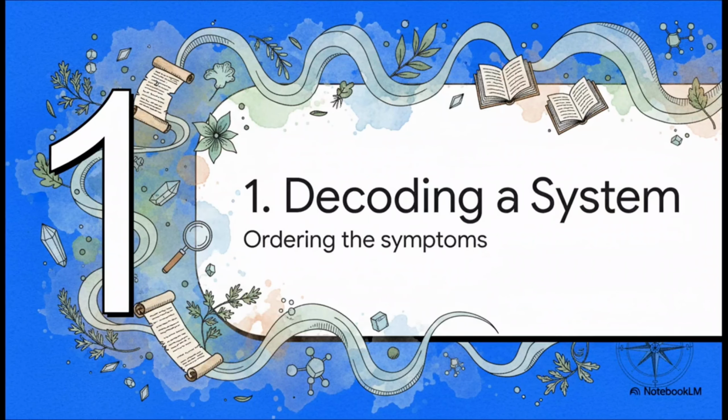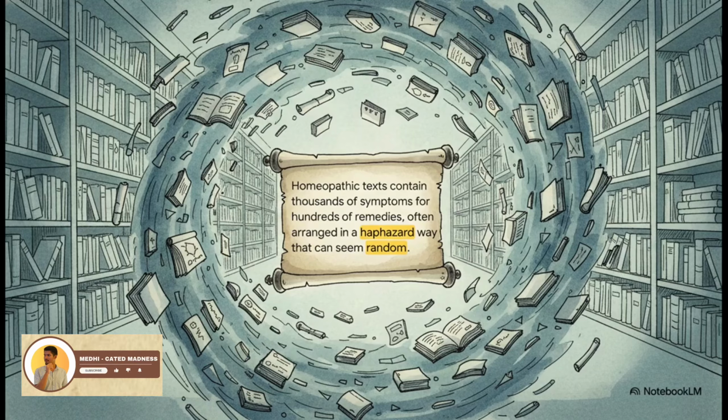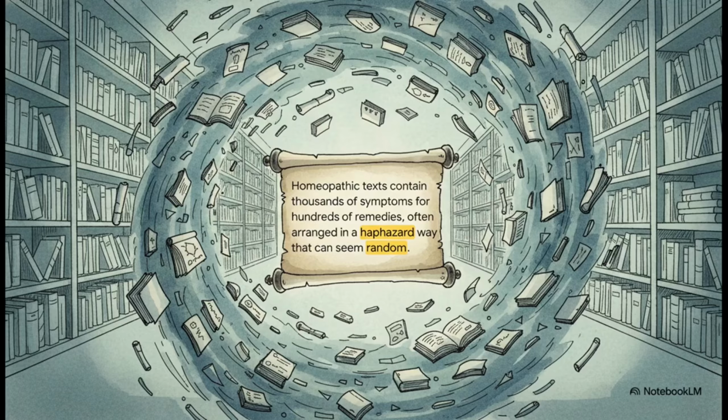All right, so first things first, why is a guide like Allen's Keynotes even necessary? What is the problem it's trying to solve? Let's take a look. Okay, try to picture a massive library. But in this library, every single book is for one remedy, and each book is filled with thousands of possible symptoms. That's basically a materia medica. And as our source points out, the way they're arranged can feel totally random or haphazard. So the challenge is just huge. How do you find the one right answer for your patient in that giant sea of information?